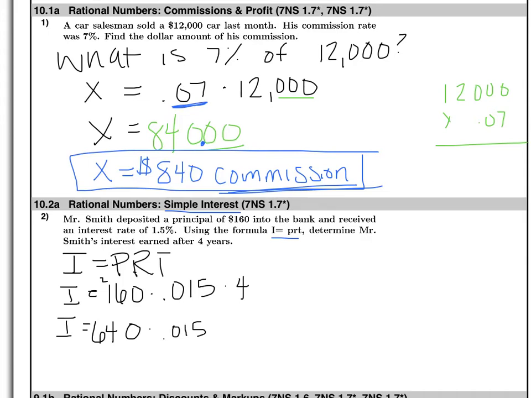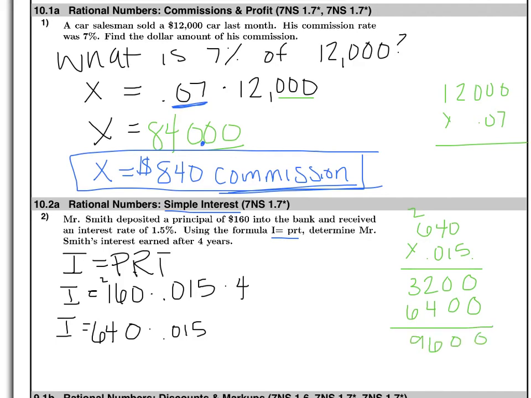Now, this is a little bit harder, so I'm going to bring it over to the side and say 640 times 0.015. 5 times 0 is 0. 5 times 4 is 20. 5 times 6 is 30, plus 2 is 32. Hold my place. 1 times 0 is 0. 1 times 4 is 4. 1 times 6 is 6. I'm going to add. I'm going to remember that I have 3 decimal places. 1, 2, 3. So I really have 9.60.